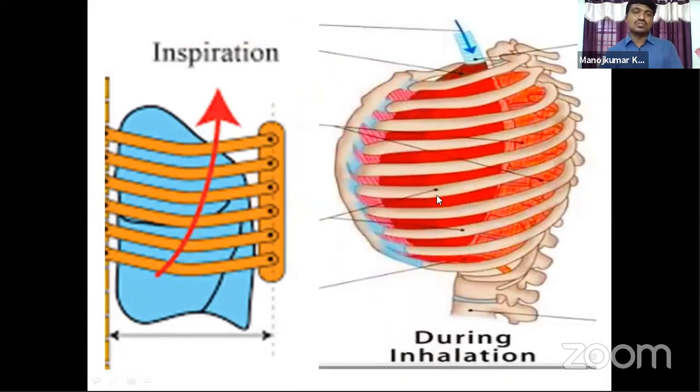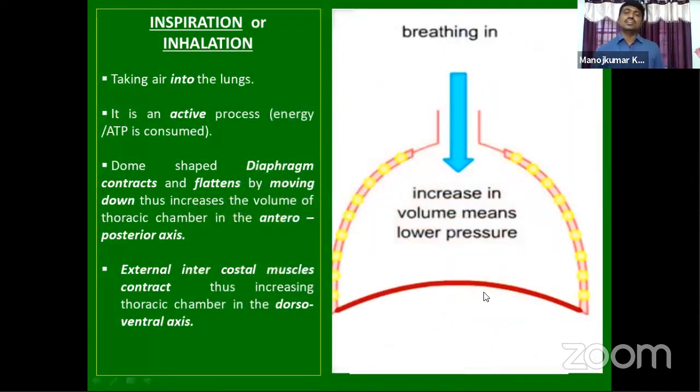With this, see here, the chest cavity is expanded as the volume increases, so the pressure decreases inside the lungs, and the air rushes into the lungs from the outside, which is called inspiration. See here, this is our chest cavity. An increase in volume means lower pressure, and lower pressure means there is a slightly higher pressure in the atmosphere. So the air from outside enters into the lungs, and this process is called inspiration.